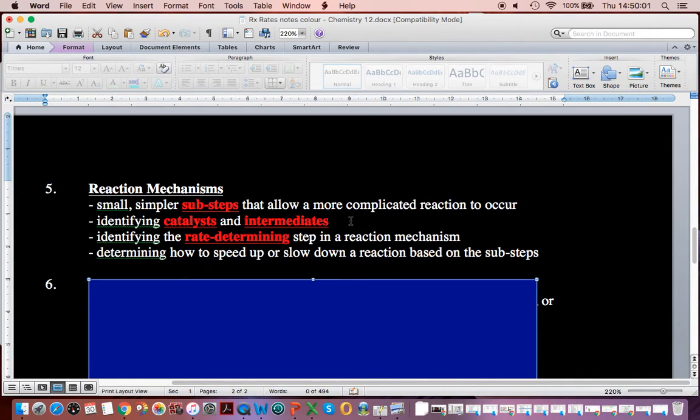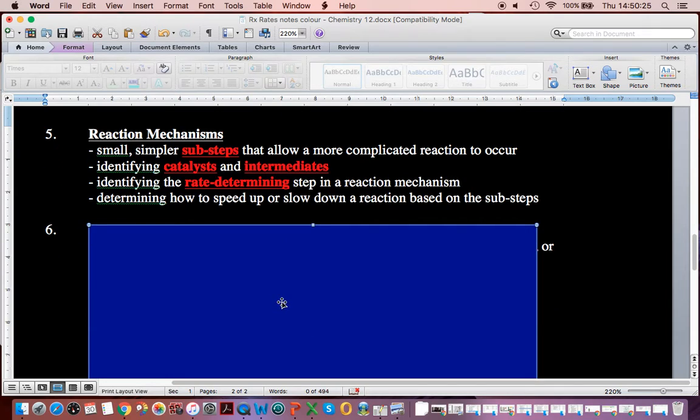Now in this section, we're going to look at reaction mechanisms. And this means for more complicated reactions where we have quite exotic equations, we're going to break it down into smaller, simpler steps and see how they affect the overall reaction. And we're going to learn about catalysts from that and things called intermediates, and we'll learn about a rate determining step.